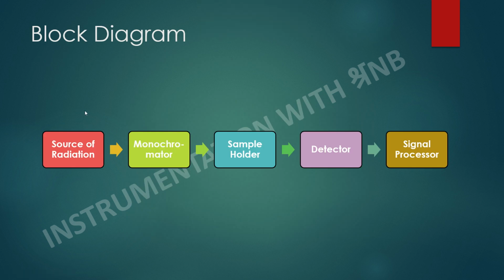So we have discussed sources of radiation, that are deuterium and tungsten lamp, and also tungsten halogen lamp. We have discussed the monochromators: filter photometers, absorption and interference filters, prism monochromator, diffraction grating, which can be of two types, replica grating and holographic grating. We have discussed the sample holder, cuvettes, detectors, that are photodiode, photomultiplier tube, photovoltaic detectors, CCD, and at last the signal processor.